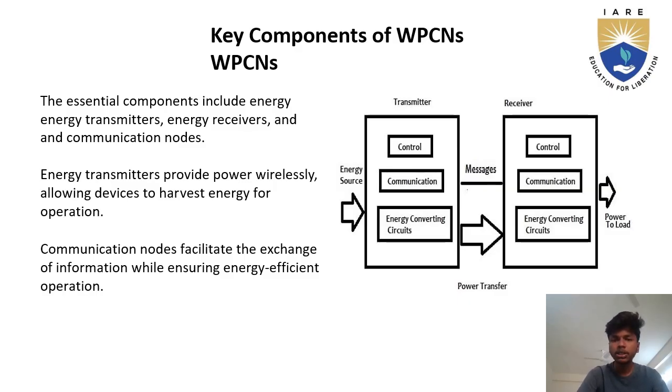Here we can see the energy source, transmitter, messages, receiver, and power to load. In the transmitter we have control, communication, and energy converting circuits. Further it moves as a message to the receiver, which contains control, communication, and energy converting circuits. And the output is power to the load.